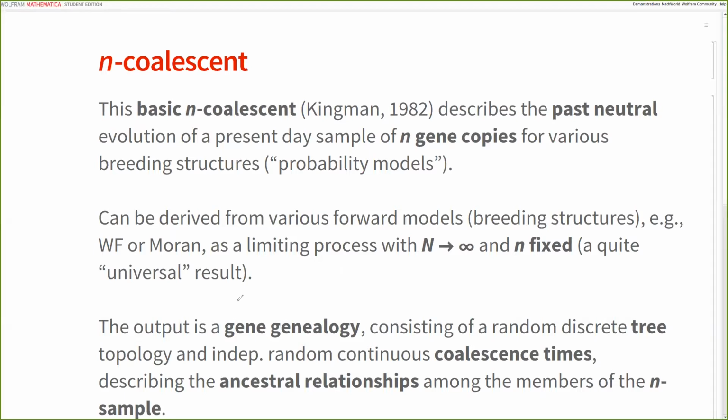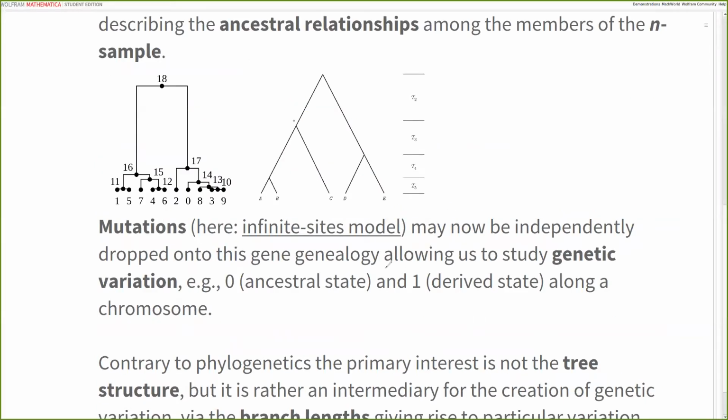The output of such a basic coalescent is obviously a gene genealogy, which is just a random discrete tree topology and a sample of independent random continuous coalescence times. With that, we can therefore describe the entire ancestral relationships in our n sample. On top of such a genealogy, which I'm already showing here, of course, you can drop mutations.